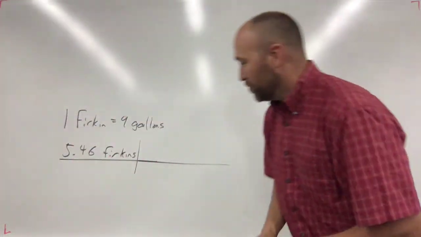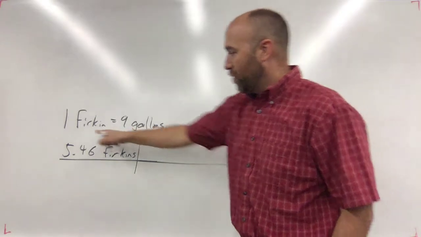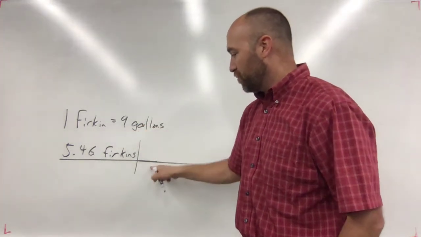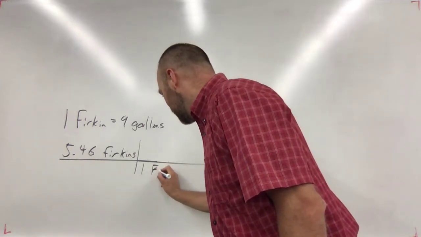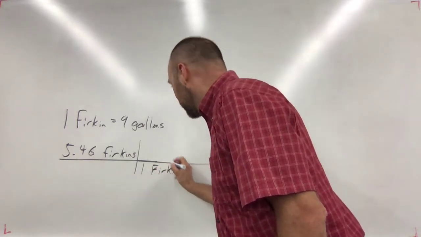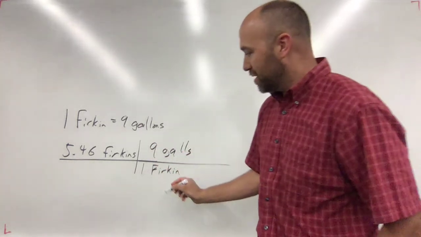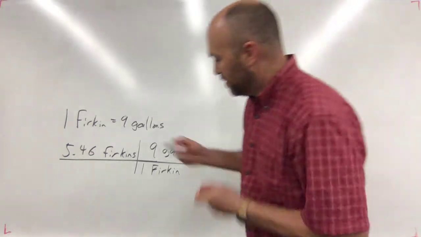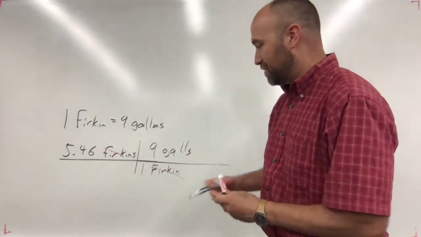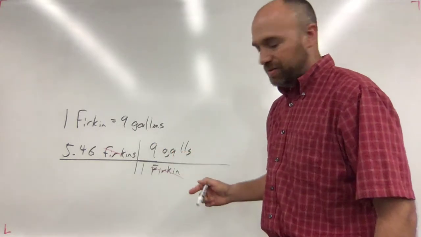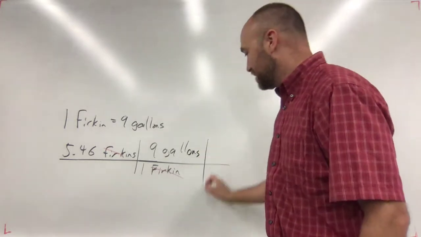So what we'll do here is we'll use the conversion that they gave us, and we'll write one firkin equals 9 gallons. So I'm going to put a firkin downstairs here, one firkin, and 9 gallons up here. And what that does is that cancels out the firkins. So when I multiply 5.46 times 9, my answer will be in gallons. But that's not the answer it asked for.